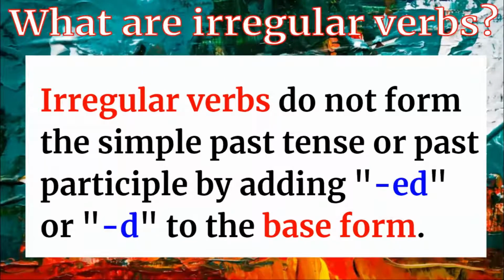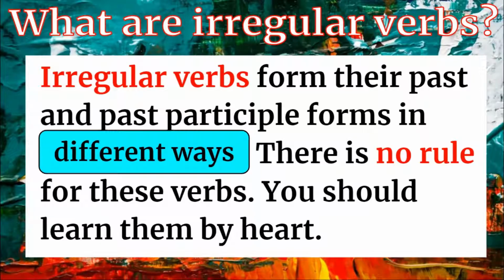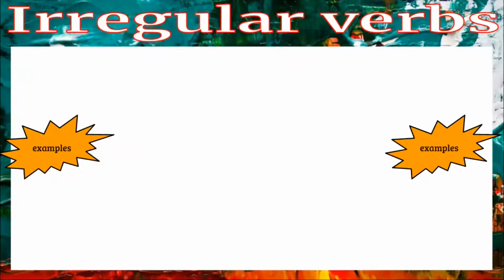Irregular verbs do not form the simple past tense or past participle by adding ed or d to the base form. Irregular verbs form their past and past participle forms in different ways. There is no rule for these verbs. You should learn them by heart. Let's look at the different examples of irregular verbs.